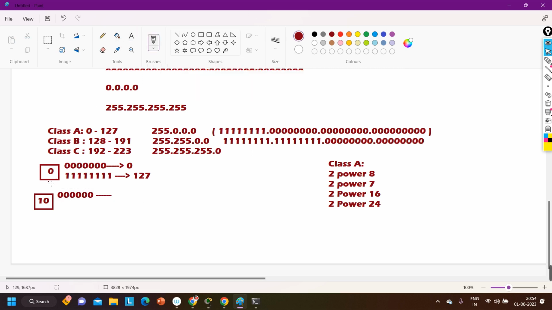You know, this is decimal. This is the decimal value of these bits 0, 1, 1, 1, 1, 1, 1, 1, which is 127. And from this side the decimal value is 0. Again, for class B we have reserved 2 bits. See, this is nothing but your 128. If you learn binary to decimal, this value is 128, this value is 64, this is 32, this one is 16, this one is 8, this one is 4, this one is 2, and this one is 1, like this.